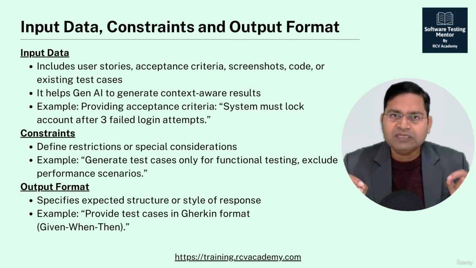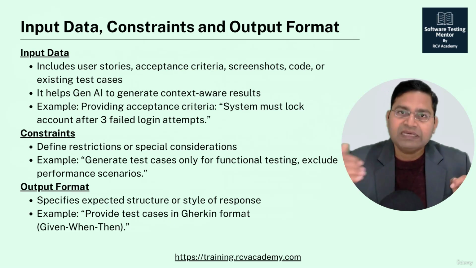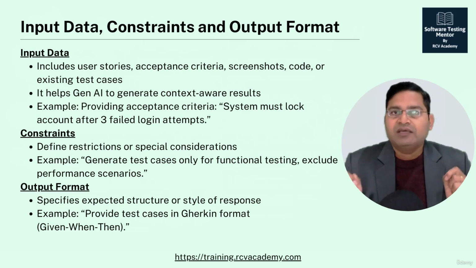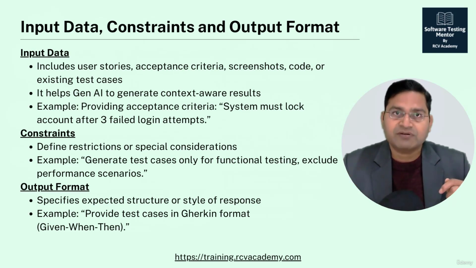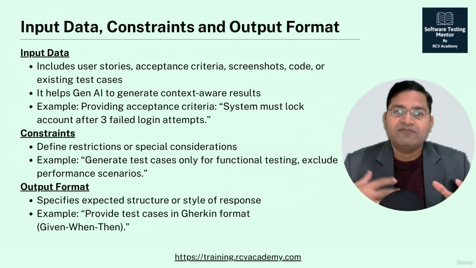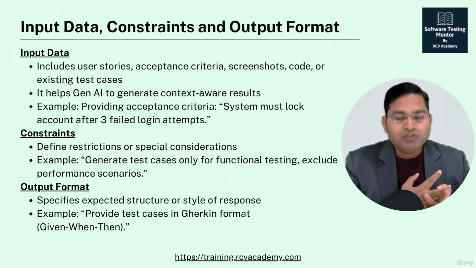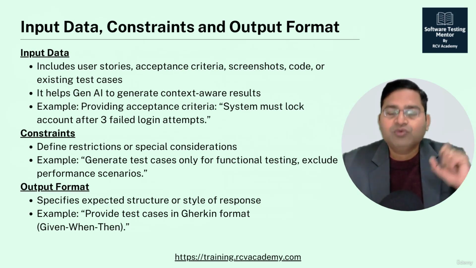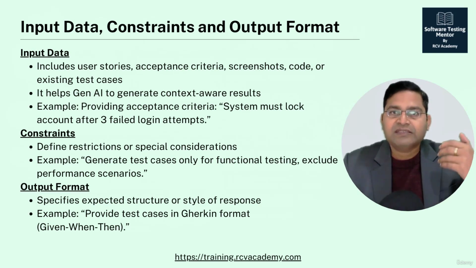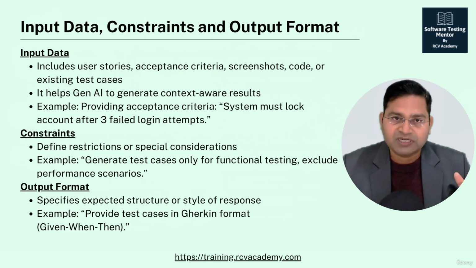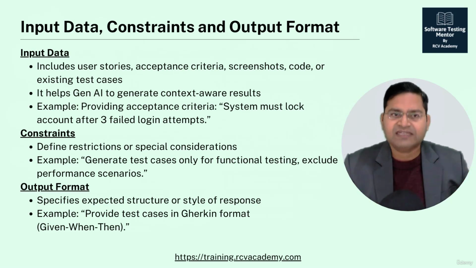And this is not the only example of the input data. Many other cases you will see you can provide input data. Then it helps the GenAI to generate context-aware results. For example, providing acceptance criteria. System must lock account after 3 failed login attempts, right? So provide the user story. That's the input data. For this user story, generate the test cases. For this acceptance criteria, consider this acceptance criteria and the constraints, and then generate the test cases. So that's the input data, providing any of the detail, user story, acceptance criteria, screenshot, code, existing test cases, existing code base. Okay.